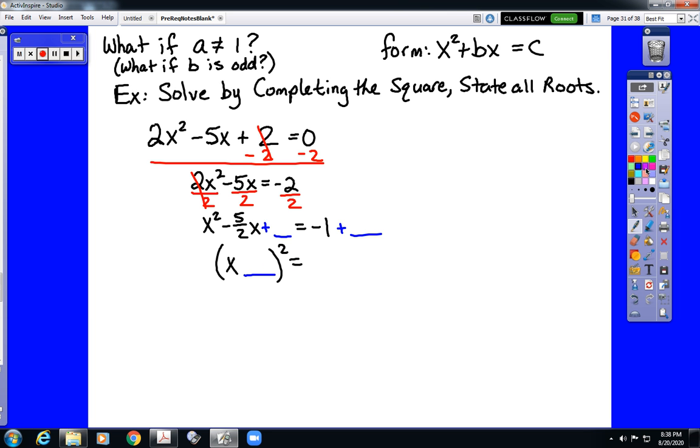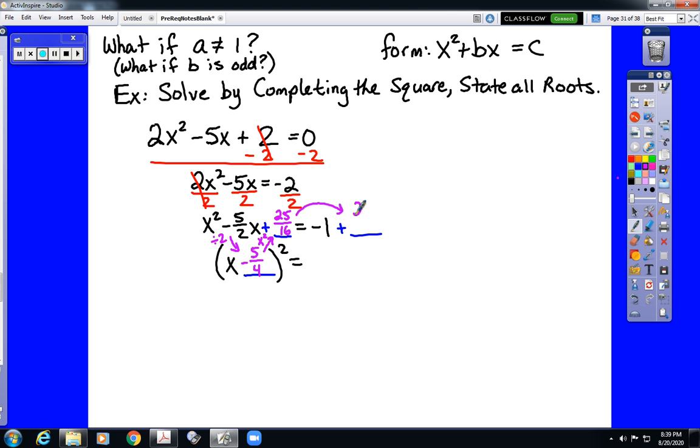We're going to take that b value, whatever it is. In this case it is a fraction, negative 5 halves, and we are going to divide that fraction by 2. When you divide a fraction by 2, that is the same as multiplying the denominator by 2. So negative 5 halves divided by 2 is negative 5 fourths. We are then going to square that value, exactly the same process that we've done before. When you square a fraction, that is the same as squaring the top and squaring the bottom. So when we square 5 over 4, that would be 25 over 16. Again, it will still be positive because when you square a negative number, it becomes positive.